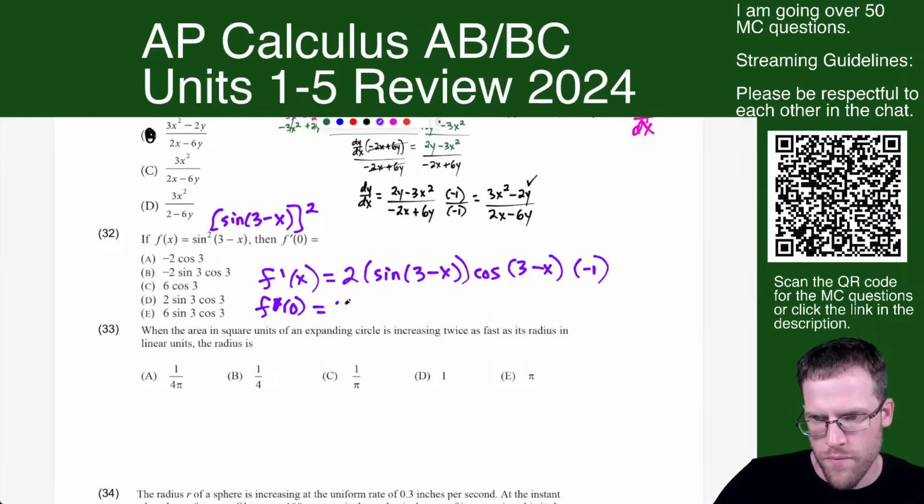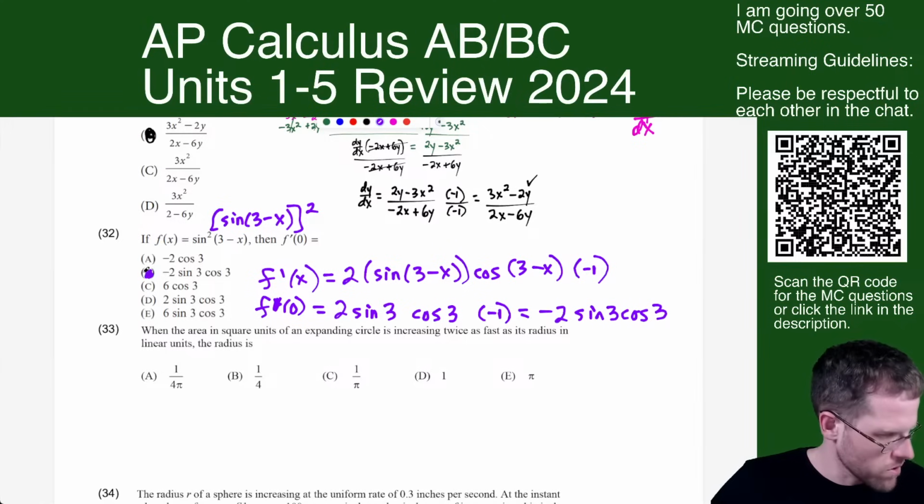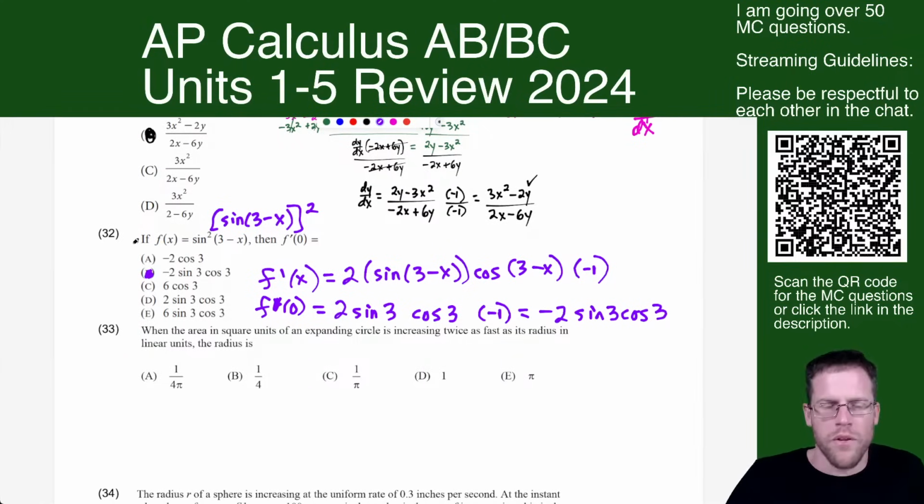I'm going to get 2 sine of 3, cosine of 3, but then all of that times negative 1. So this is going to be negative 2 sine 3 cosine 3. So just when we thought we were done with chain rule, right? There's more. All right, here we go. Related rates.